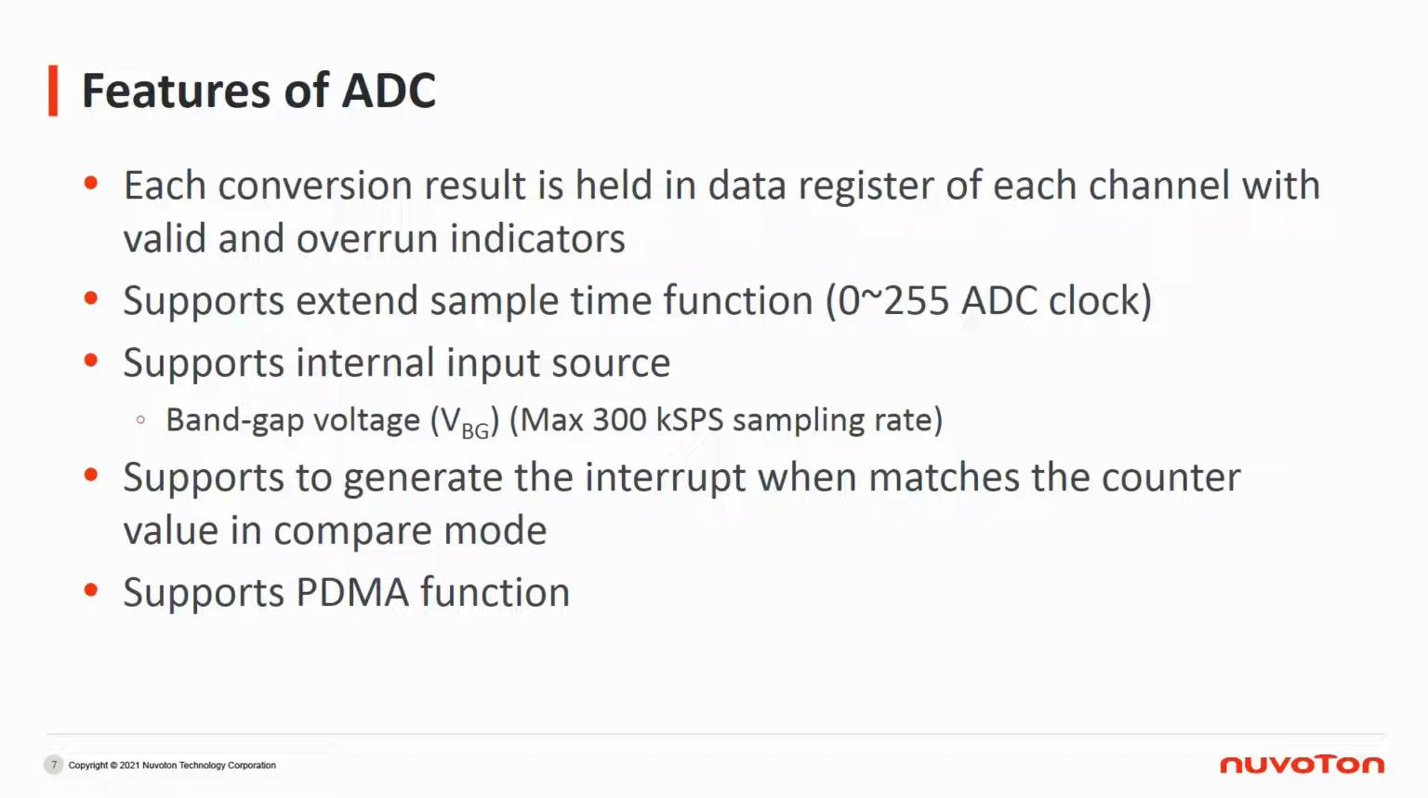ADC also supports internal input source like bandgap voltage. There is a built-in bandgap voltage value in the chip. It could be used to calculate the supply voltage when AVDD is connected to the power supply. ADC supports generating an interrupt when the conversion value is matched in compare mode. In addition, ADC supports PDMA function for accessing the conversion data via direct memory access.